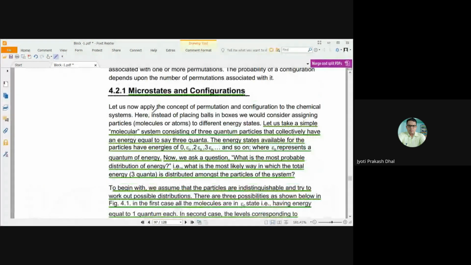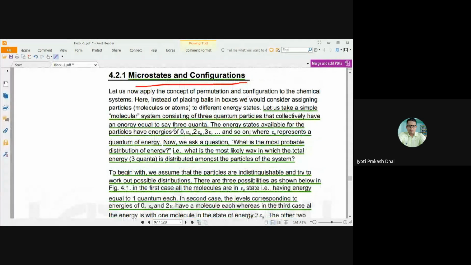Now coming to microstates and configurations. Let us take a simple molecular system consisting of 3 quantum particles. So here we will consider a simple molecular system having 3 quantum particles that collectively have an energy equal to say 3 quanta. The energy states available for the particle with energy levels, again I am repeating that one.